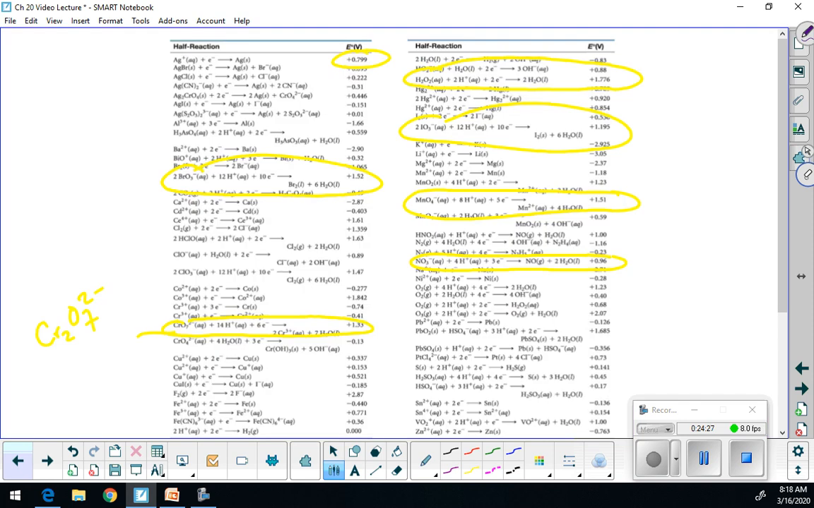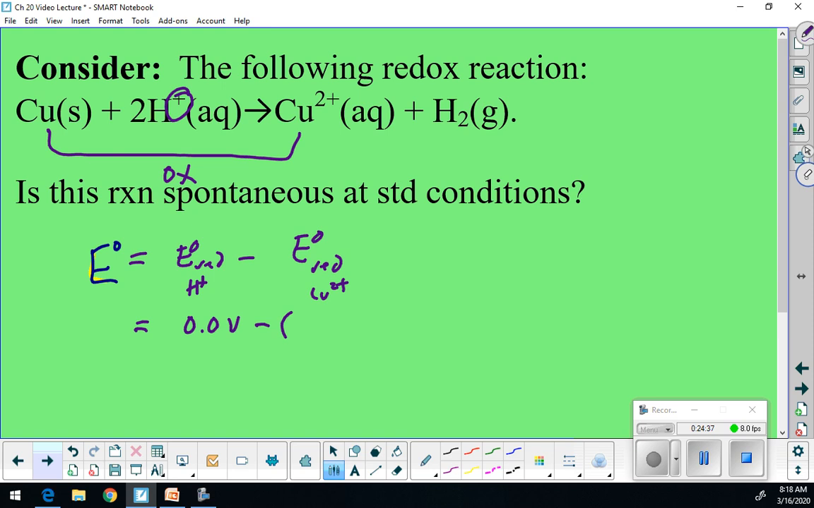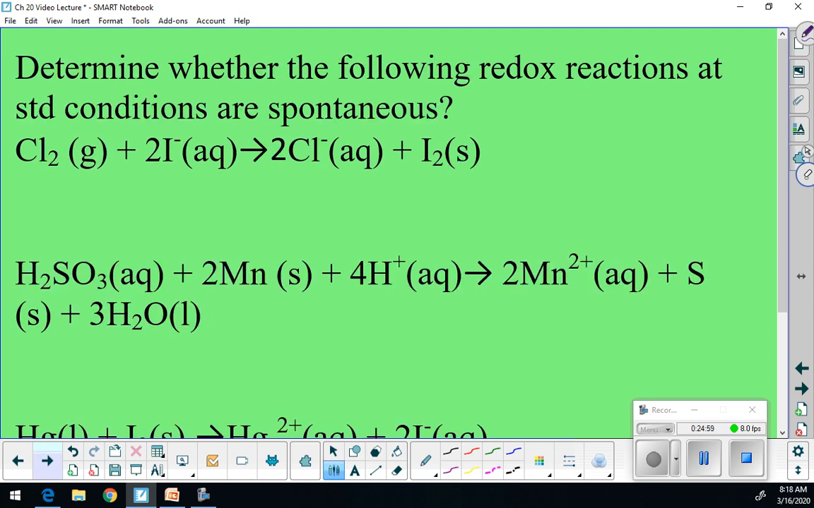Copper 2+ going to copper solid is 0.337 volts. And so what do I get out of this? I get a negative 0.337 volts. This is a negative value, so it is not spontaneous in the forward direction. Good. You guys do the next one. You do these three, all right, and come back.